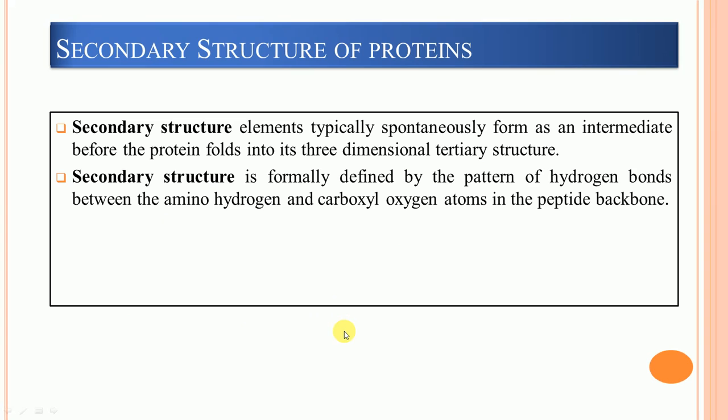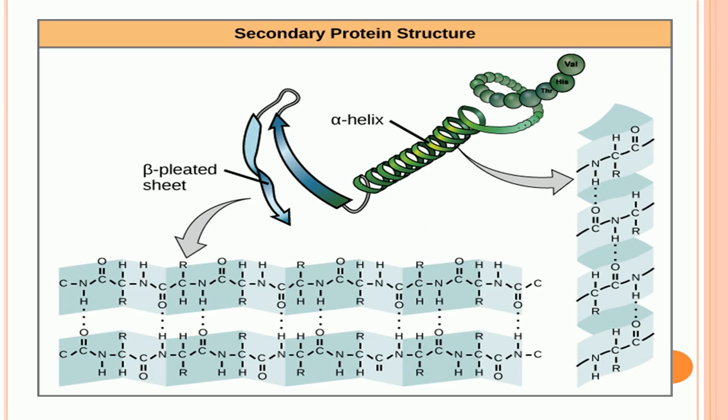Now come toward the secondary structure of protein. The elements typically form spontaneously as an intermediate before the protein folds into its three-dimensional tertiary structure. The secondary structure is defined by the pattern of hydrogen bonds between amino hydrogen and carboxylic oxygen atoms in the peptide backbone. This is the secondary protein structure. You can see here this one is the alpha helix and the second one is the beta pleated sheet.